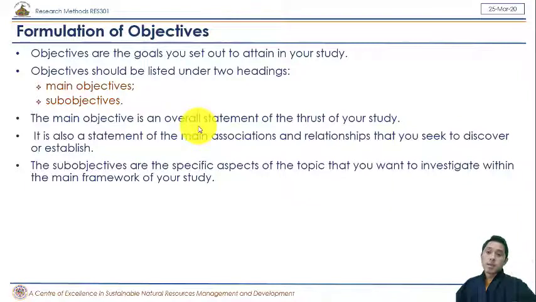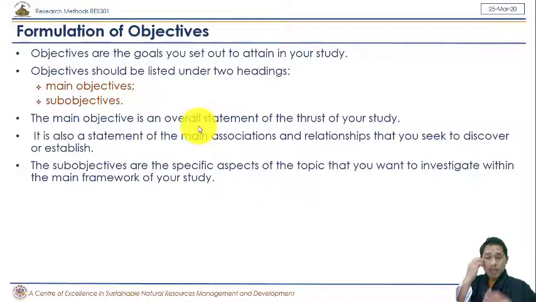Third one, if I want to look at the distribution, exactly what distribution do I want to look at? The distribution along the altitudinal gradient. Do I want to look at the distribution pattern in different forest types? Do I want to look at the distribution pattern in settled and unsettled areas? So exactly what we need to look at in this sub objective.